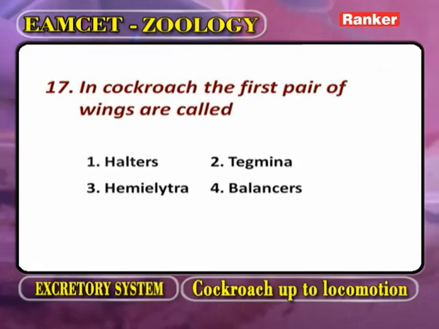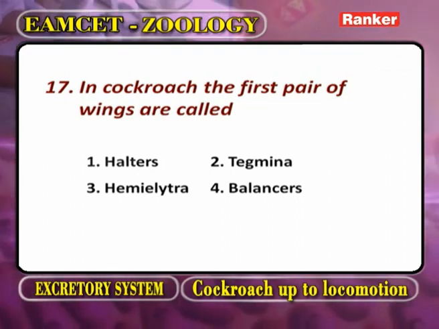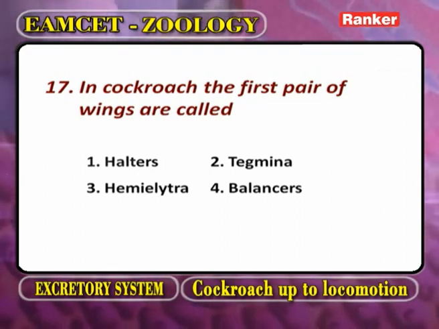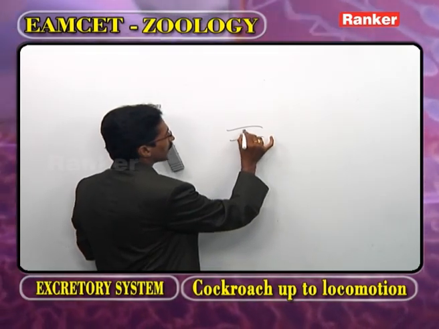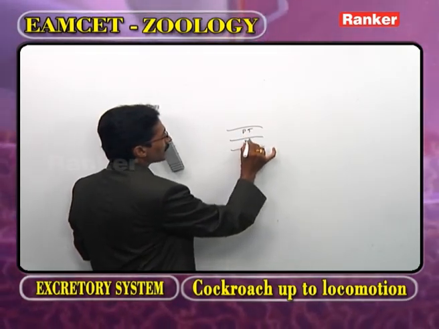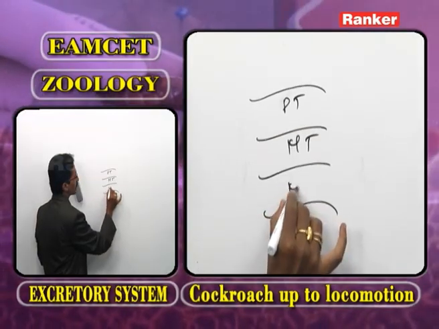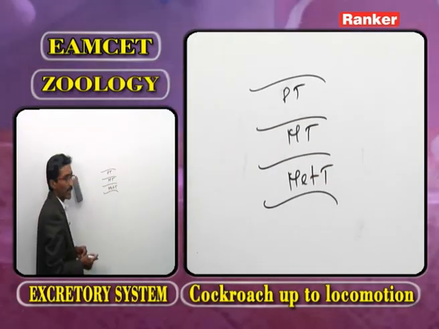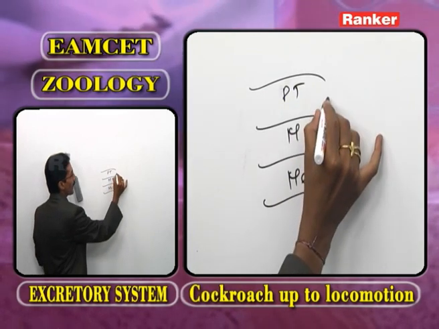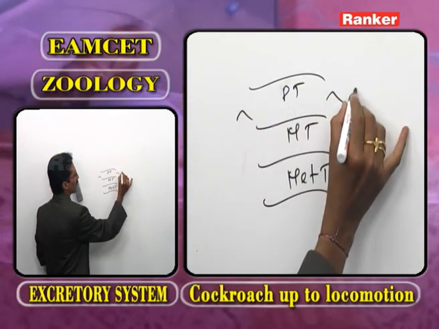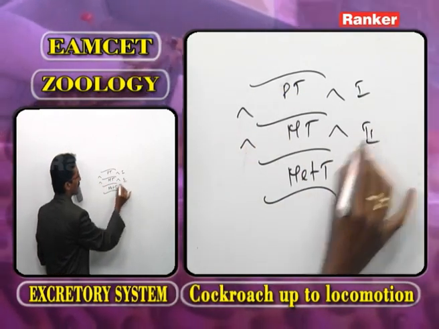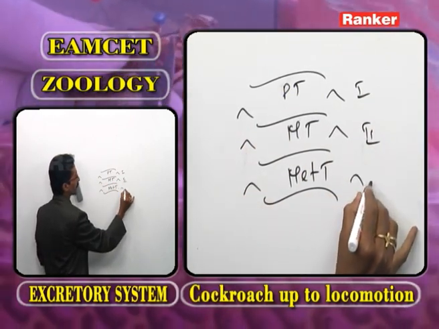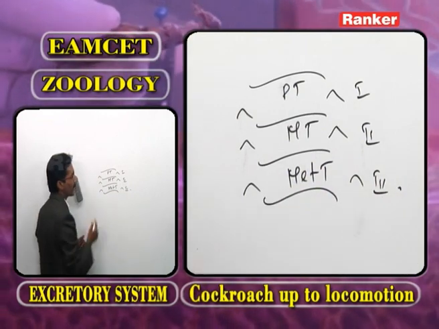In cockroach, first pair of wings are called? Now this part we call prothorax. This part is called mesothorax. This part is called metathorax. On the ventral side of prothorax, first pair of legs. On the ventral side of mesothorax, second pair of legs. On the ventral side of metathorax, third pair of legs.